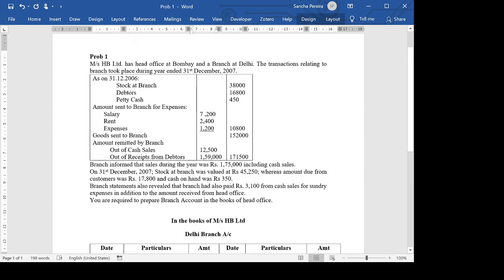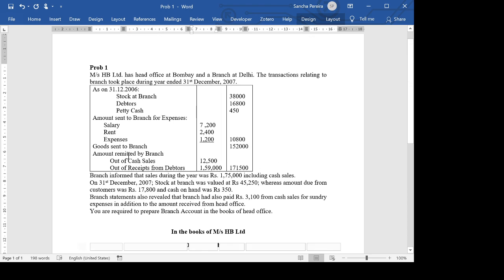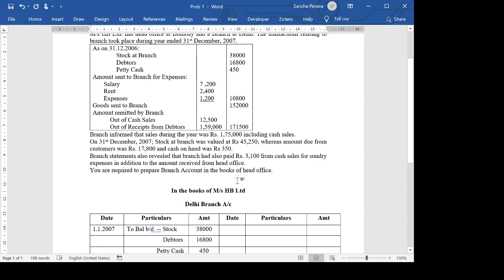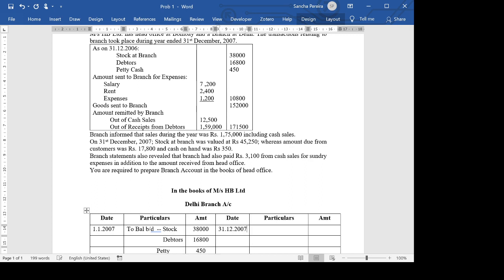Then we have amount remitted by branch, that is the amount being sent by the branch back to the head office. We are in the books of the head office, and we are receiving money from the branch. So it will be bank account debit to Delhi branch account. So here it will be by bank. So again on 31st December, by bank, and in brackets I'll put remittance.